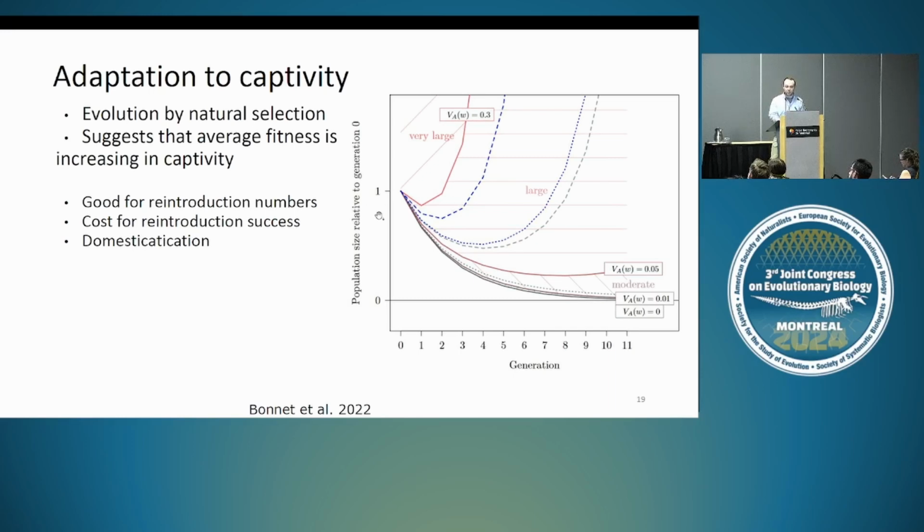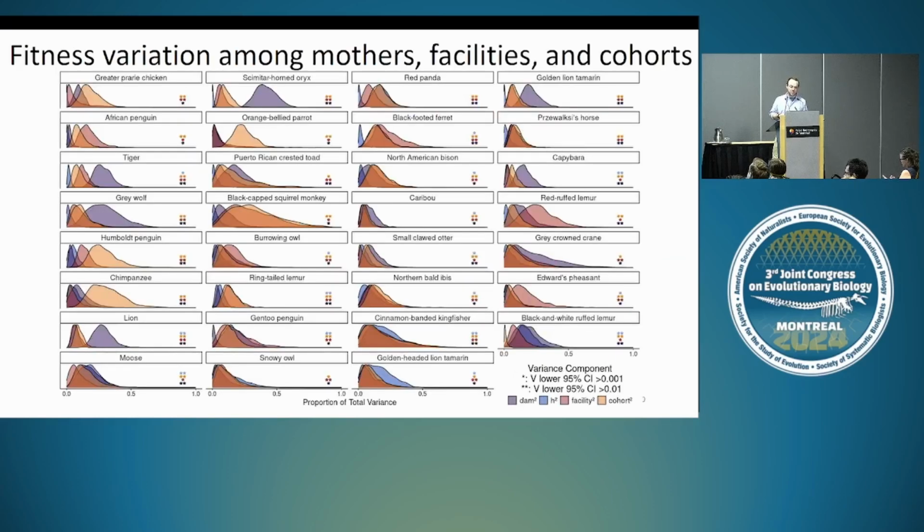And for the estimate we got in our study, we have something in between these two blue lines here. So within 10 generations, potentially impacting the demography of these species here.